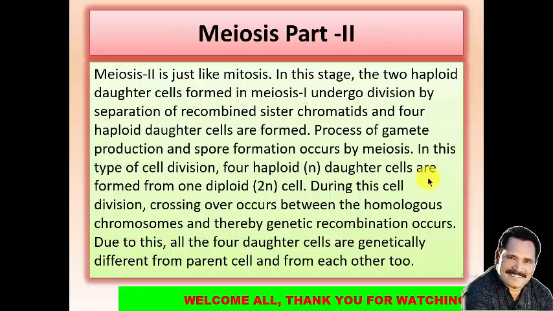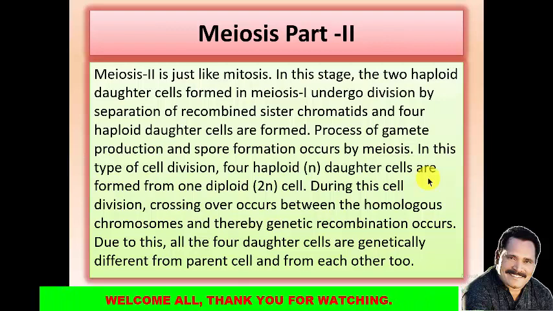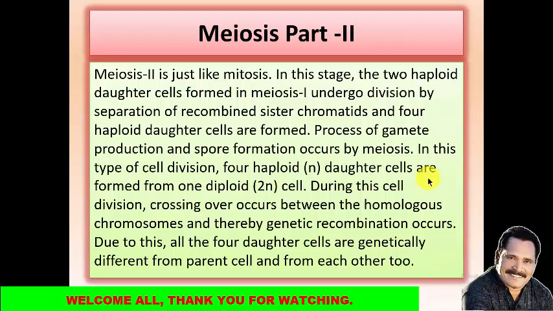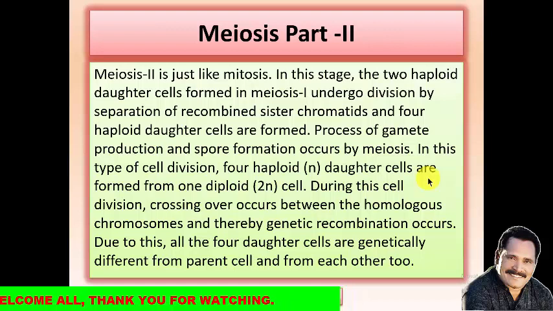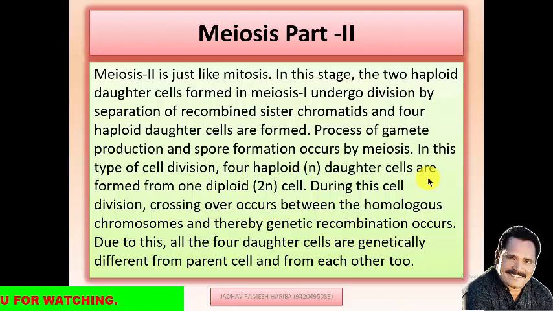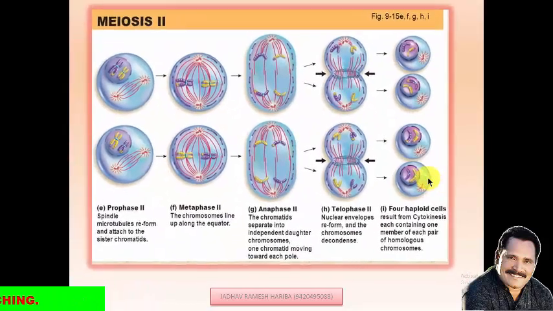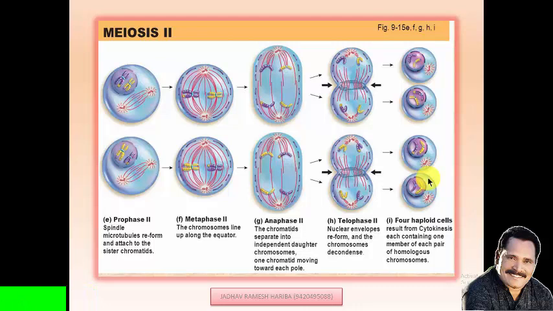During this type of cell division, crossing over occurs between the 2 homologous chromosomes, and due to the crossing over or the recombination, genetic recombination occurs, and due to this, all these 4 daughter cells are genetically different from the parent cell and from each other also. Then how does this type of cell division, or meiosis, occur here? Meiosis second is just like a mitosis cell division.